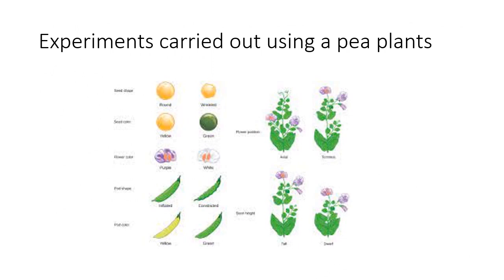Under pod shape, we have inflated pods and constricted pods. Under pod color, we have yellow pods and green pods. Under flower position, the flower is either axial or terminal. Under stem height, the plant is either tall or short.